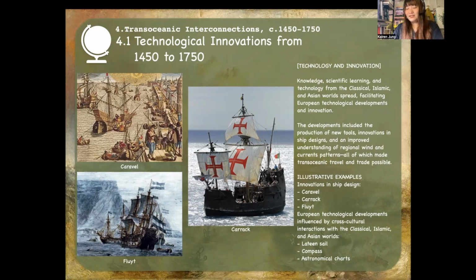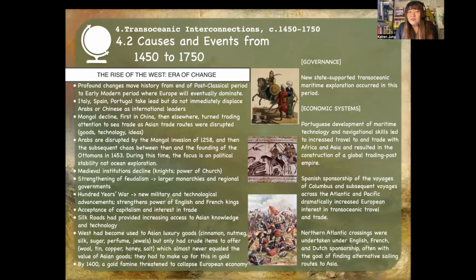Illustrative examples are innovations in ship design as shown in these photos, European technological developments that incorporated and were influenced by the cross-cultural interactions with the classical Islamic and Asian worlds, such as the lateen sail, the compass, and astronomical charts. Finally, our backwater Western European population has gotten the hang of how to use a compass, and they're going to change the shape of the world as we know it. When we look at the rise of the West, this is an era of great change.